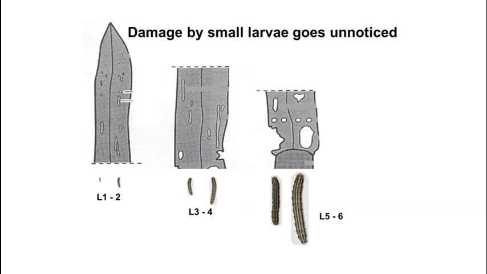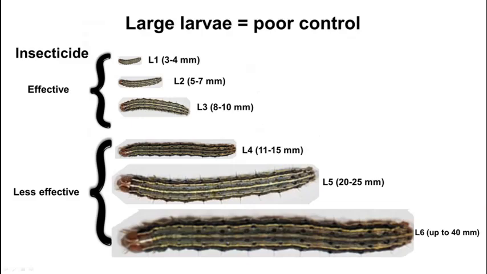It is not easy to see larval damage, and on this graph and line drawing we can see the type of damage caused by different sizes of fall armyworm larvae. On the left we have small lesions caused by L1 and 2 larvae. L3 and 4 larvae cause more significant damage, like the picture in the middle. The type of damage which we only notice in the field under normal conditions is usually caused by L5 to 6 larvae, when damage becomes really visible. And that is when we can't control the larvae anymore because they're too big. Large larvae equals poor control.